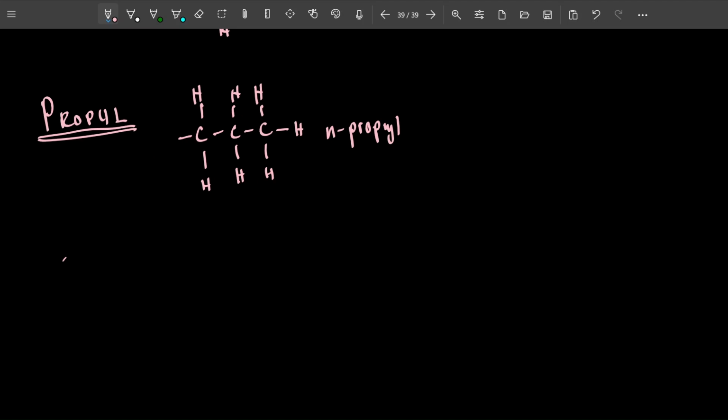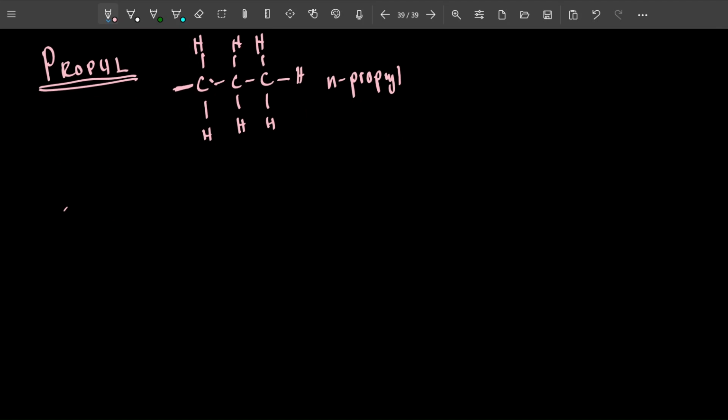Now for propyl, look at this first version, the normal propyl. The place of attachment is one of the end carbons. It doesn't matter which carbon it is. If I remove the hydrogen on this one, it's still the same. It's still N propyl. Now the second propyl, so this is 3 carbons and we have them.